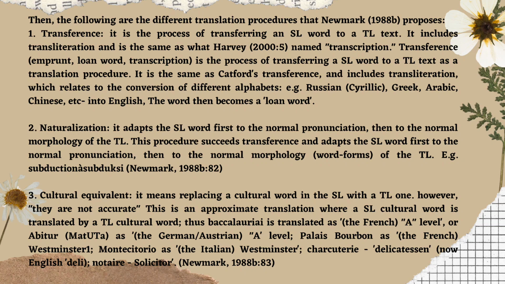3. Cultural equivalent. It means replacing a cultural word in the SL with a TL one. However, they are not accurate. This is an approximate translation where an SL cultural word is translated by a TL cultural word. Thus, baccalauréat is translated as the French A level or Abitur.